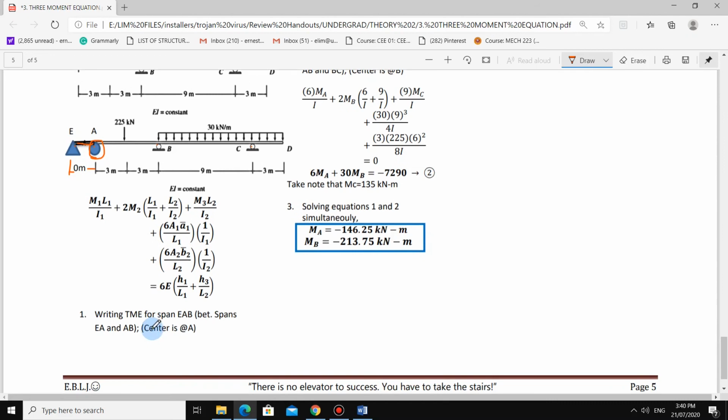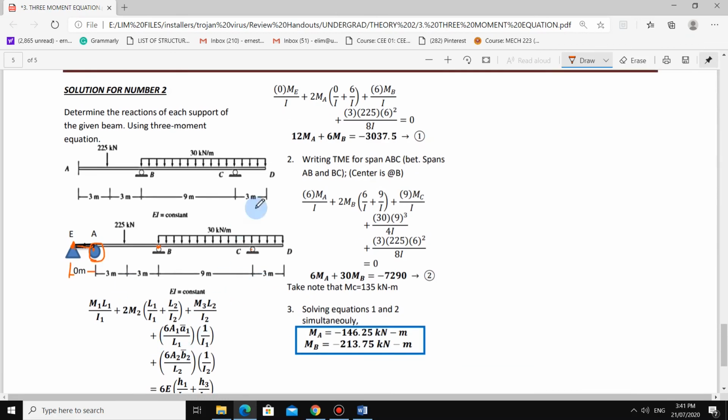In this case, we have to write the 3-moment equation for spans EAB. So EAB, those spans, guys. The center we chose is A, no? So that works. A is your center because it has a left adjacent support which is E. Then we have the right adjacent support at B.